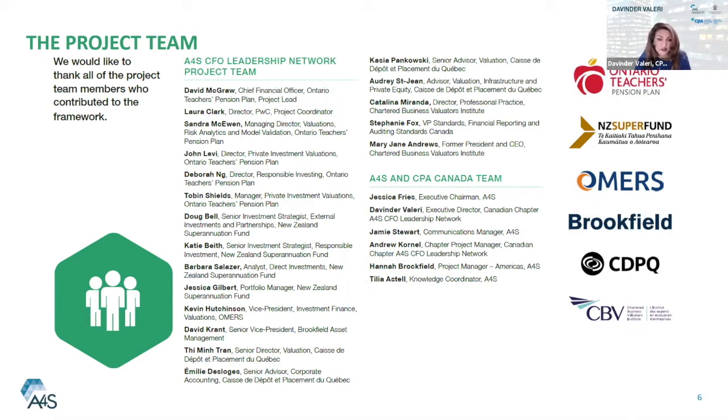We had the Canadian Business Valuators. We had the Financial Reporting and Auditing Standards from Canada. We had CPA Canada, obviously, and we had peer reviewers as well. The valuation community was actively engaged. We also talked to our counterparts in Europe and US from the A4S CFO Leadership Network, as well as the UN Coalition for Climate Resilient Investment. So the production of this guide involved a global engagement from around the world. And with that, I'm going to pass it back to Sandra and Tcfd to introduce the guide and talk to us about the framework.